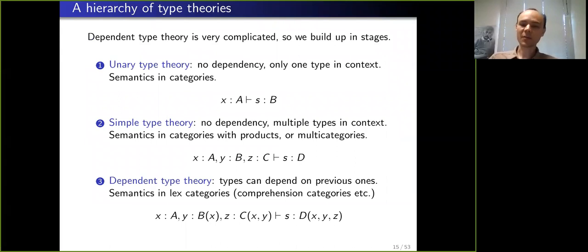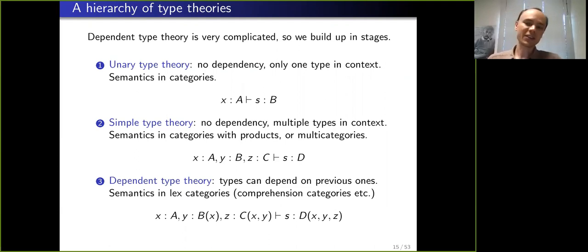Dependent type theory is really complicated, so we can simplify it by not allowing type dependency. That gives us simple type theory, number 2 here. And the semantics of simple type theory are categories with products, or various forms of multicategories. But I'm going to simplify even further to start with and talk about unary type theory, in which there's no dependency, and furthermore, there's only one type in the context. And this corresponds to just ordinary categories without even products or monoidal structures or anything like that.